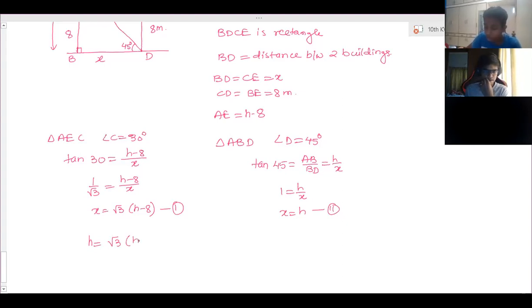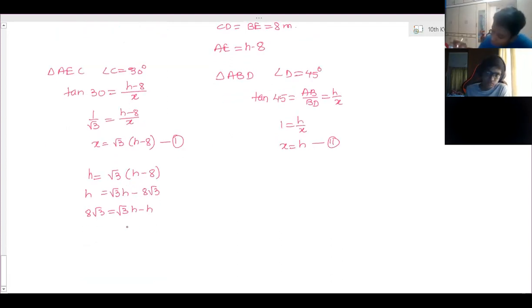H is equal to root 3 into h minus 8 root 3. So 8 root 3 is equal to root 3 h minus h. Root 3 minus 1, h common. So h is equal to 8 root 3 divided by root 3 minus 1.